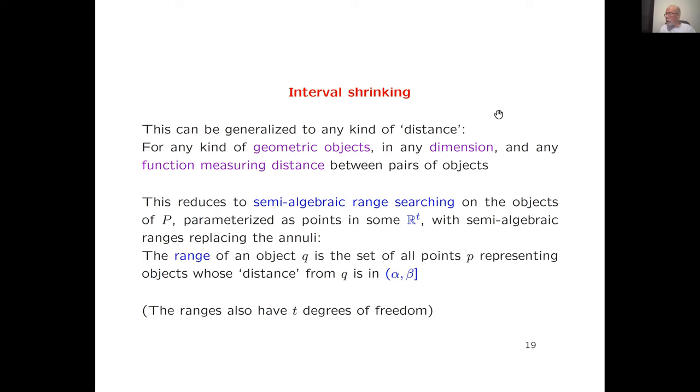Now, the nice part about it is that there is nothing very special about points in the plane and Euclidean distances between them, and we can generalize the interval shrinking to anything. With some care, of course, but the distance itself is not very important. It may satisfy the triangle inequality, which would be nice. It might not. The points can be any collection of geometric objects in any dimensions, and the method would still work. You will simply have to solve the interval shrinking problem in a more general manner. So you have to replace those annuli by more complicated semi-algebraic sets. And you run into a semi-algebraic range searching problem on the input objects.